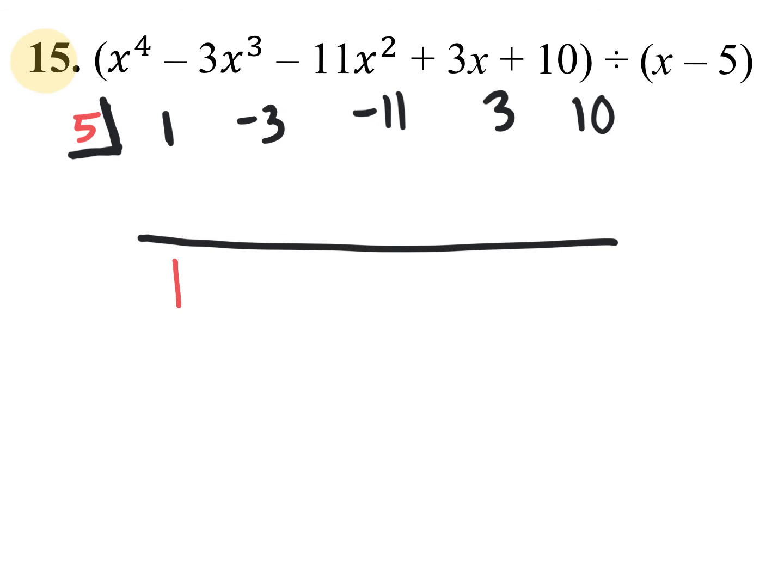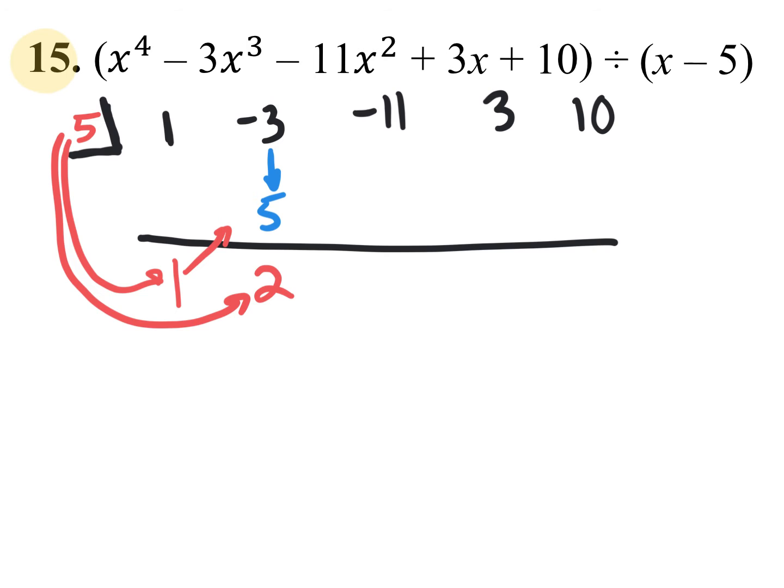And then as you go up, you multiply. 5 times 1 is what? 5. Okay? And then as you go down, you combine. Negative 3 plus 5, what do I get? Negative 3 plus 5? You owe $3, you have $5? 2. As you go up, you multiply. 5 times 2 is 10. As you go down, you combine. Negative 11 plus 10, negative 1.